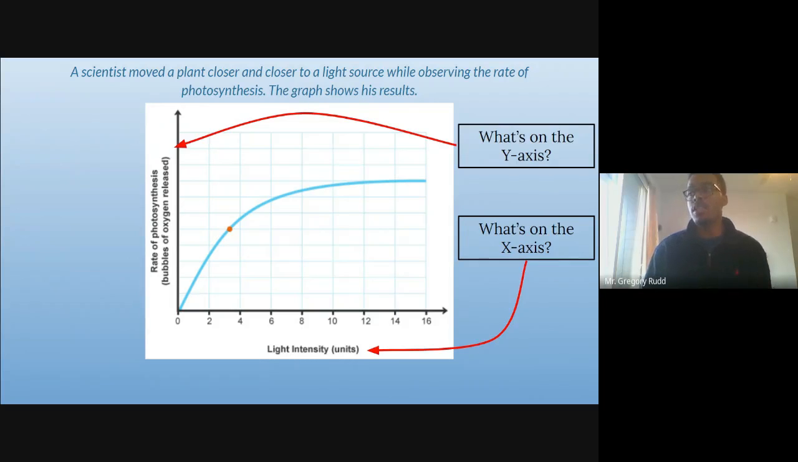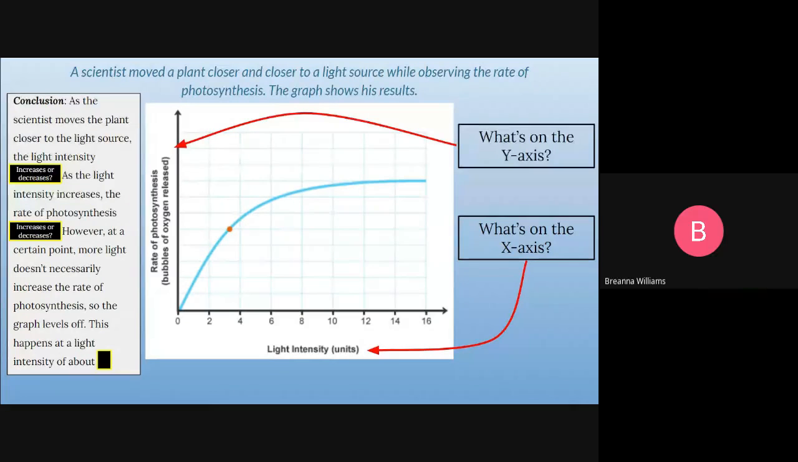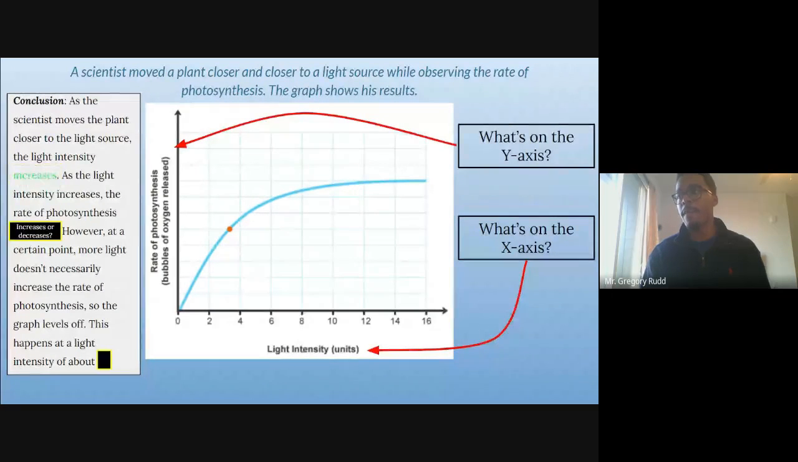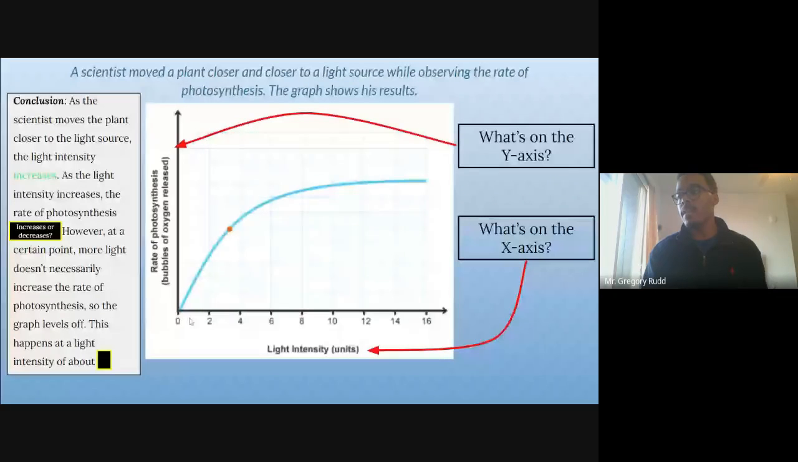So in conclusion, this is what you might say. As the scientist moves the plant closer to the light source, the light intensity is increasing or is it decreasing? What do you all think? If I move it closer to the light source, does the light intensity increase or decrease? Increase? Good, it's increasing. Good, so as the scientist moves the plant closer to the light source, the light intensity increases. So if we look at our graph, that means we're moving this way, we're moving to the right. The light intensity is increasing from 2 to 4 to 6 to 8, so on and so forth.